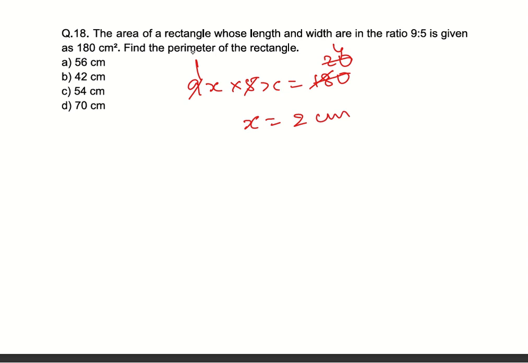So we need to find the perimeter. So perimeter equals 2 times (9 plus 5) into 2. So 2 twos are 4, 4 fourteens are 56 centimeters. A is our answer.